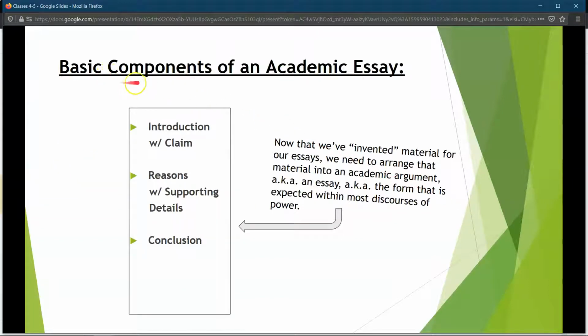So here are the basic components of an academic essay. You always want an introduction with a claim, reasons with supporting details, and a conclusion. Now that we've invented material for our essays, we need to arrange that material into an academic argument, aka an essay, in the form that is expected within most discourses of power.